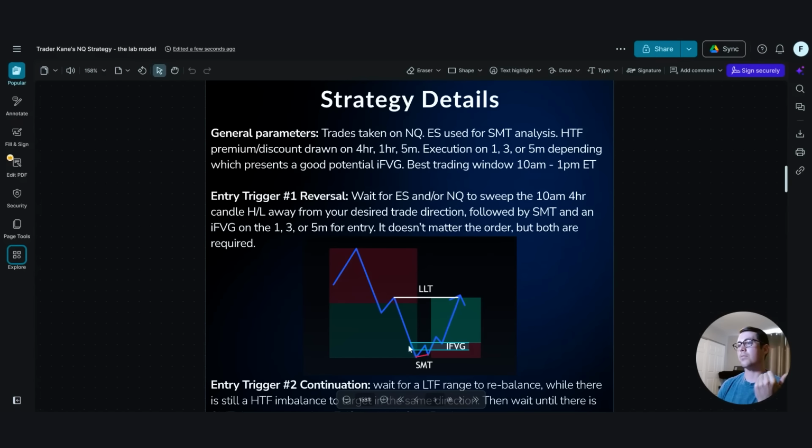And again, one thing I forgot to mention, this is going to be after the 4-hour candle closes at 10 a.m. So you're looking for a sweep of that 10 a.m. low, in this case, on either asset, followed by SMT and an inverse fair value gap. You're going to enter once you have those two things, with a stop at the recent low or the SMT invalidation. You can do either one, and we'll target that logical liquidity target for our take profits.